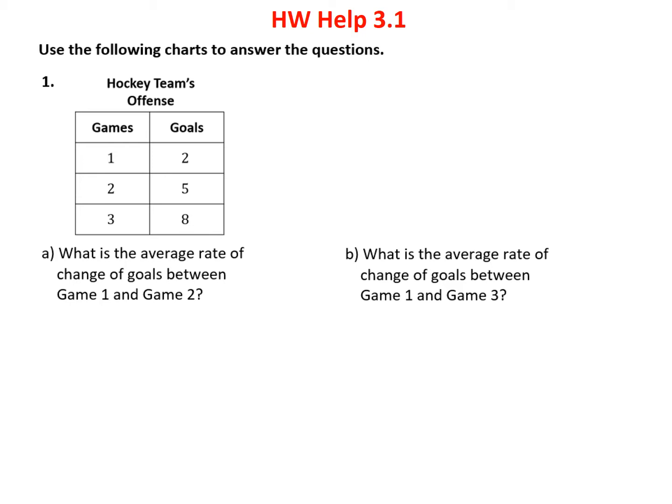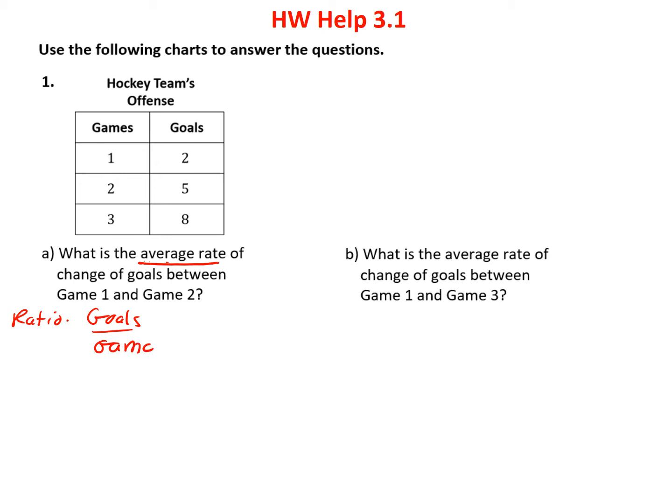You see we have a chart here. A hockey team's offense showed us a number of games and how many goals they have. And they want to know what is the average rate of change of goals between games. A rate, you remember, is a ratio. And so what we're comparing in the ratio is going to be goals to games.